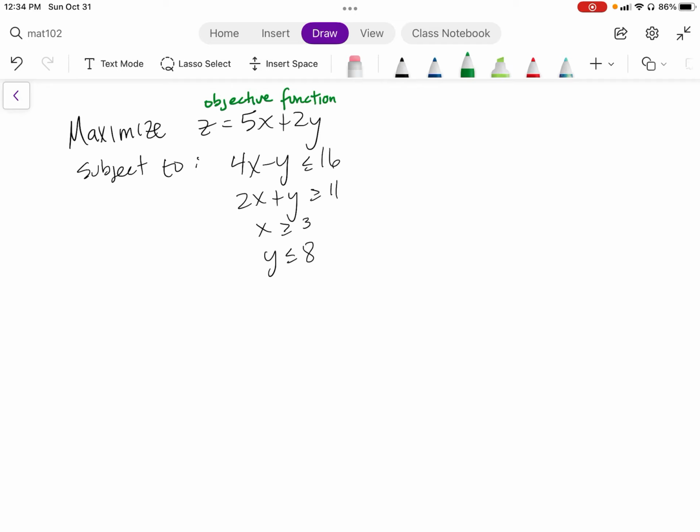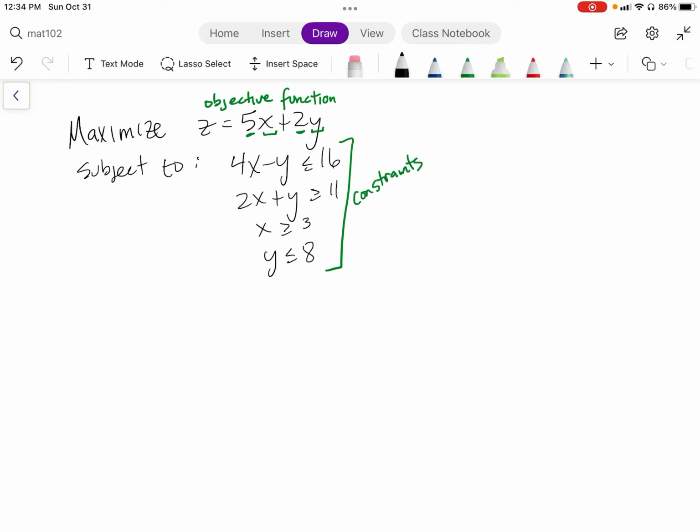But the objective function is what we are trying to optimize, whether it be a max or a min. Maybe this represents a sales problem where you're making $5 off of the sale of whatever this product X is and $2 per product of whatever Y is. And then you have some constraints, whatever the word problem may arise to, these are the constraints.